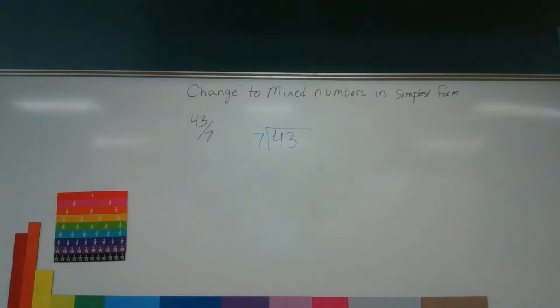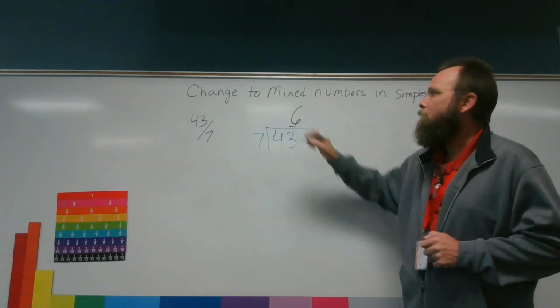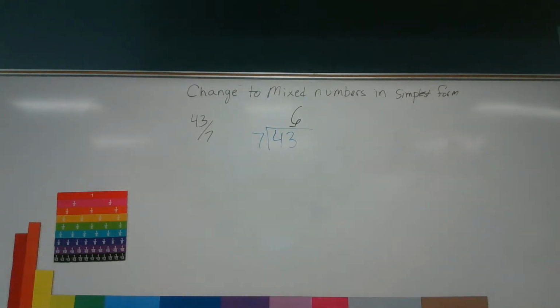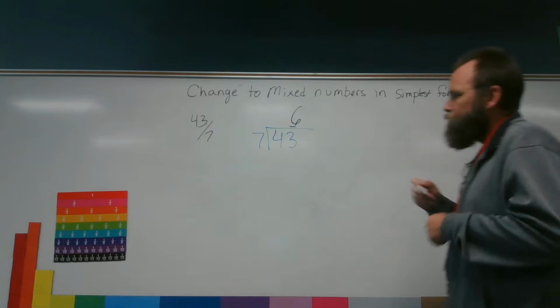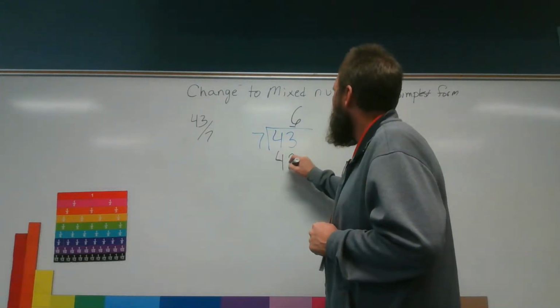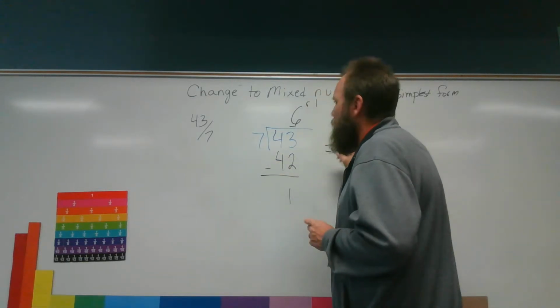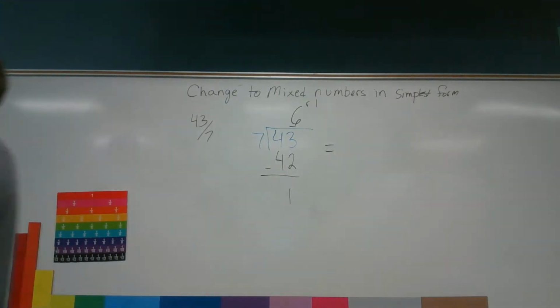Amelia, how many times does 7 go into 43? 6 times. Make sure we put the 6 over the 3, because it's going into 43, not going into 4. And what is 6 times 7, Amelia? 42. And we subtract, we get 1. So we have 6, remainder 1. What does it say to do next, Amelia? The quotient 6 becomes a whole number.